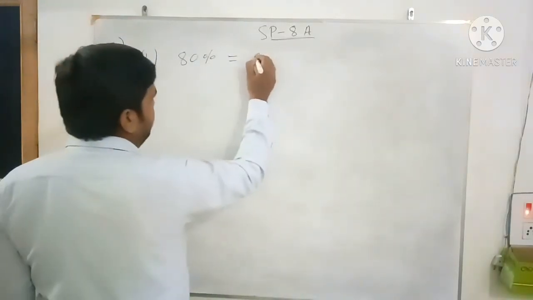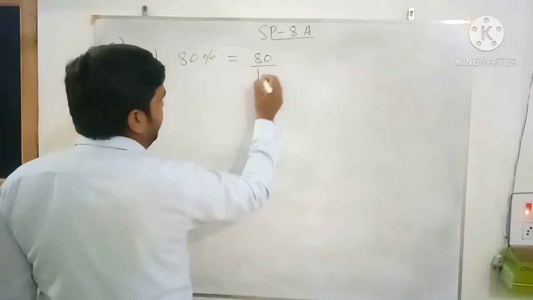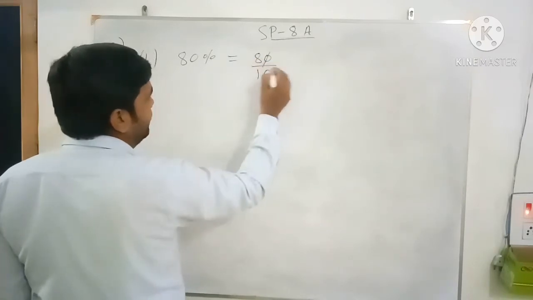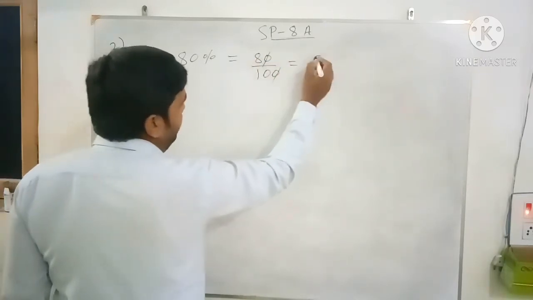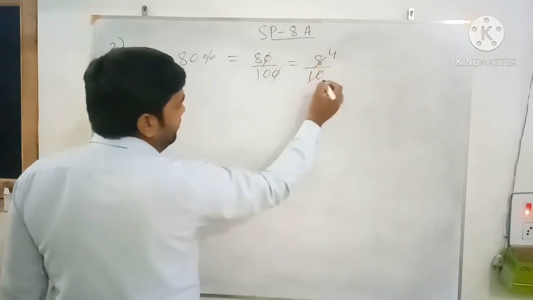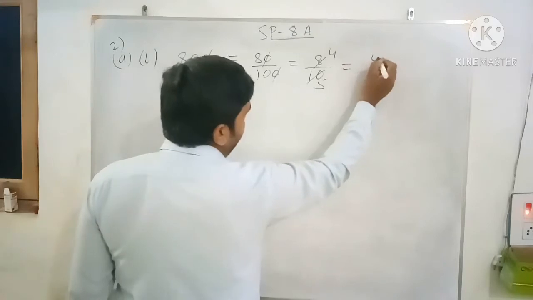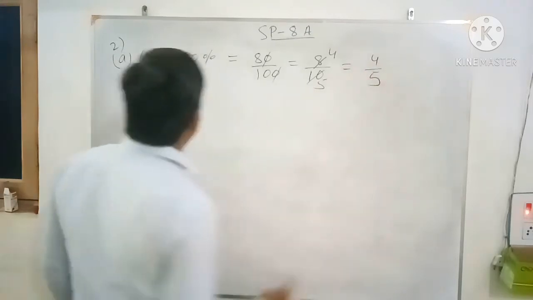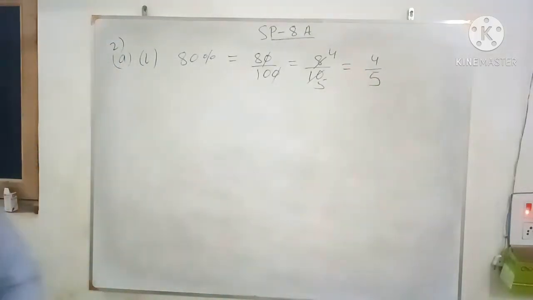So 80% means 80 by 100. Now this 0 is cancelled. So what we got? 8 by 10. Now again we simplify: 2 fours are 8, 2 fives are 10. So the simplest fraction we got is 4 by 5. Like this we express the percentage in the simplest form. Now see the E, 62 1 by 2%.